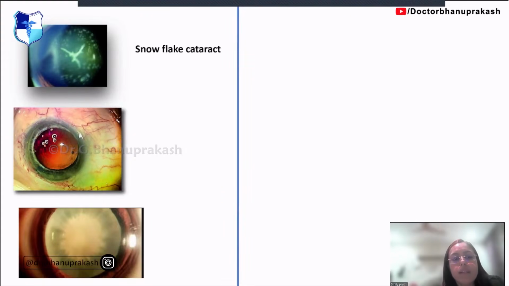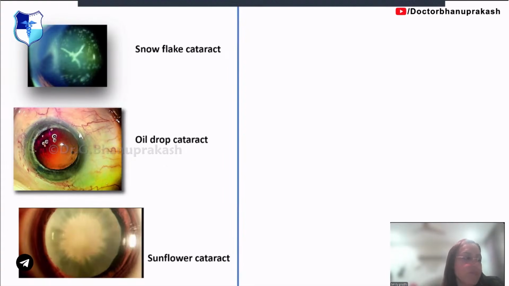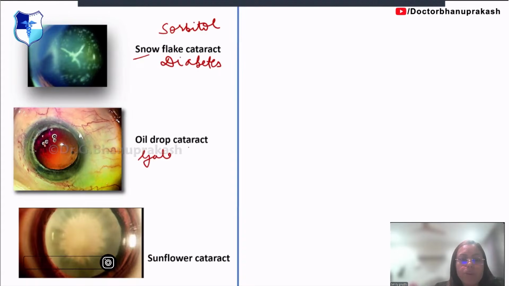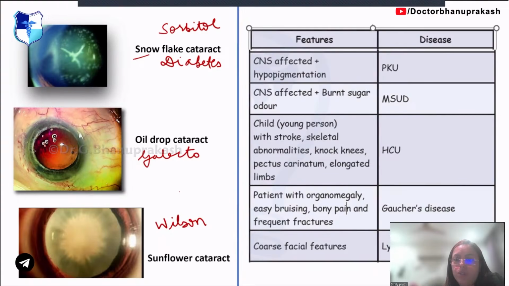So 3 cataracts are given on this next slide. Snowflake cataract, oil drop cataract, and sunflower cataract. Snowflake cataract because of sorbitol in the patients of diabetes. Oil drop cataract for galactosemia. Sunflower cataract in case of Wilson's disease, excess of copper. In Wilson's, excess of copper.